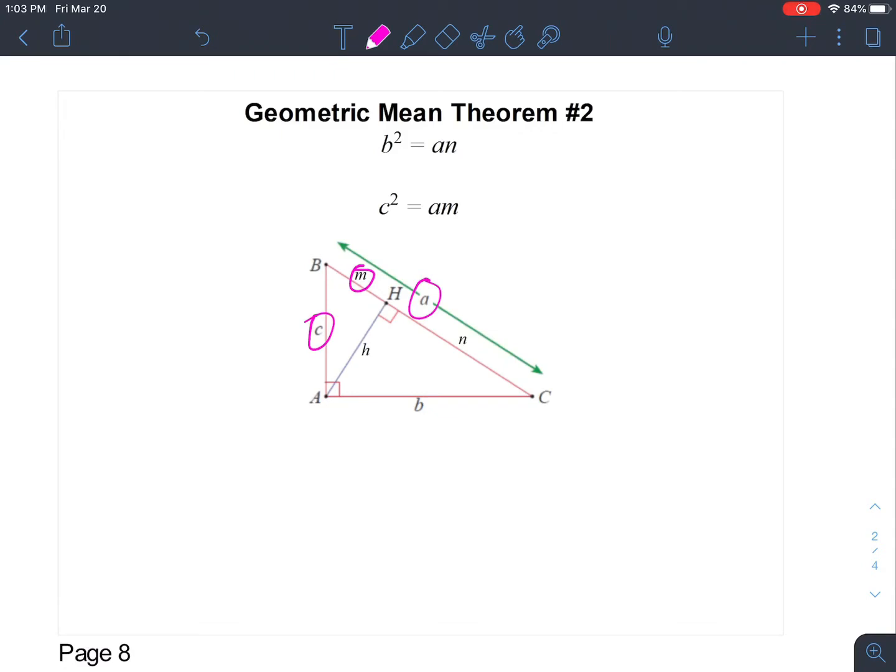So just think of it as your hypotenuse. So again, I'll go back and show you with b. Just think of it as your hypotenuse then of that smaller triangle is going to be equal to the length of the entire triangle times the other leg from your small triangle.